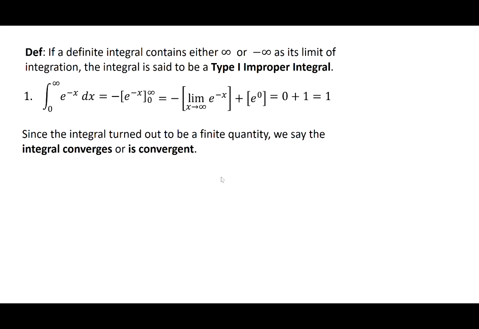What is fascinating here is, notice, we are integrating all the way from 0 to infinity, meaning we are finding the area below the curve e to the negative x, all the way from 0 to infinity. And still, the area turned out to be a finite quantity. Isn't that fascinating? When you think about it.